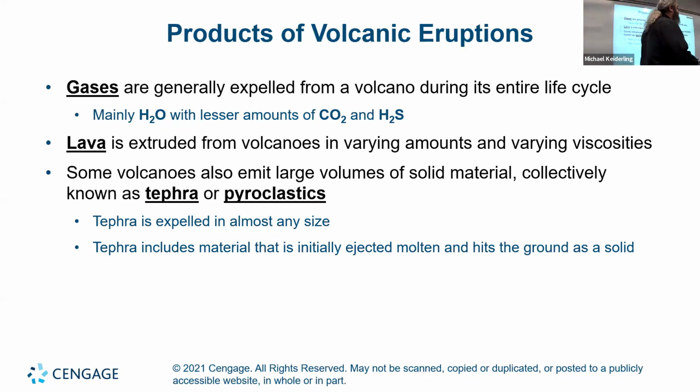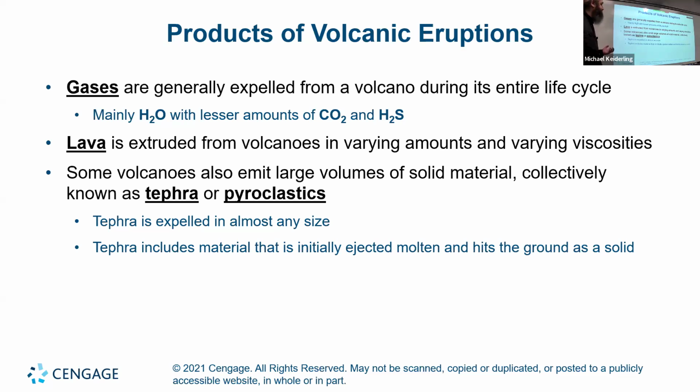Some volcanoes have very thick lava that is sticky. They tend to erupt explosively, while other volcanoes have very thin, easily flowing lava, and they erupt more quietly. These are places like Hawaii, Iceland. Their lava is thinner and flows more easily. Some volcanoes emit large volumes of solid material known as tephra or pyroclastics. And this can be expelled in almost any size, varying from ash and dust to boulders.